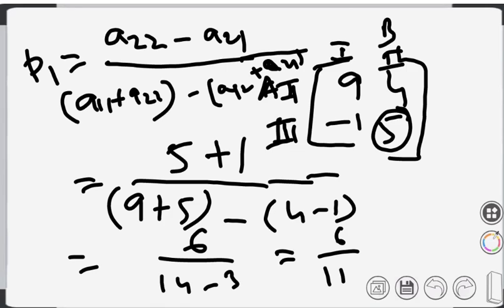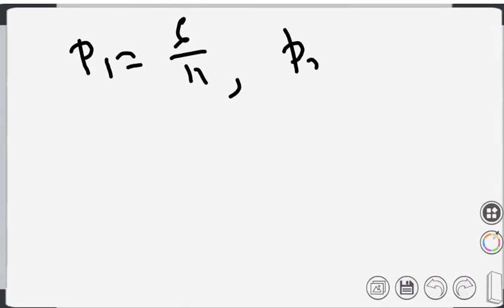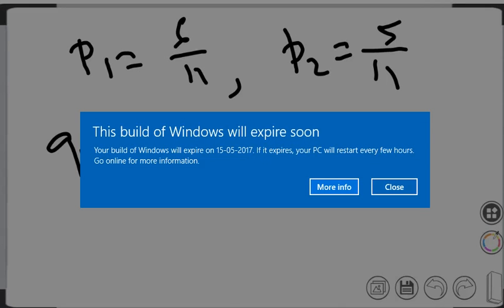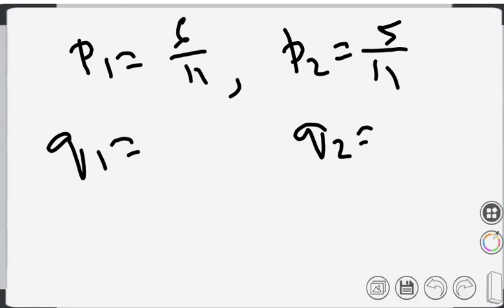Quickly, please write the values. P1 equals 6 by 11. That means P2 is equal to 5 by 11. Find Q1, Q2. Sir, Q1 is 1 by 11. Yes, so 1 by 11 and Q2 will be 10 by 11 in that case.